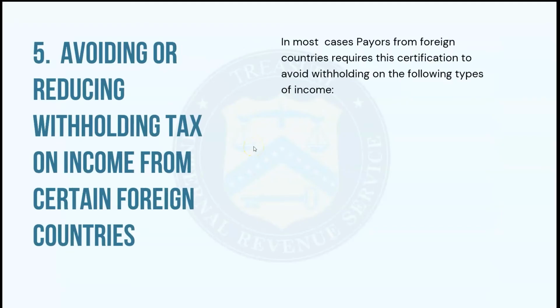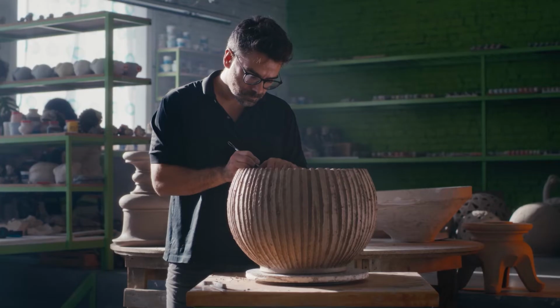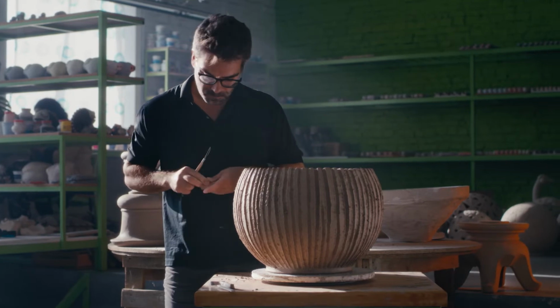Now, because the purpose of this video is to prepare a 2023 U.S. Residency Certification application to avoid or reduce withholding income tax from certain foreign countries, it is good that I talk to you about what cases payors from foreign countries may require this certification. This is required to avoid withholding on the following types of income. So it could be wages and pension, income received as a performer, artist, entertainer, or even athlete.